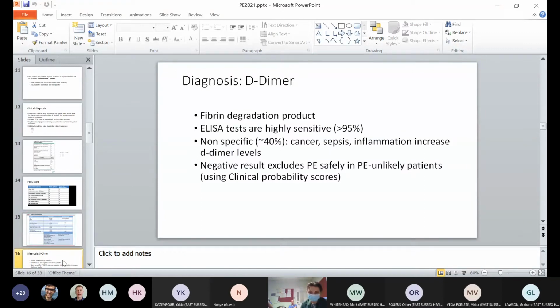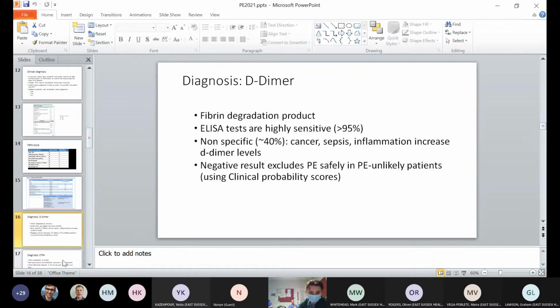It's not very specific; it can be raised in a lot of other conditions. So blindly doing a scan just to reassure on numbers is useless. You have to put the clinical presentation in context. It's very useful when it's negative, as it has high sensitivity. So when it's negative, together with a score and assessment, it gives you reassurance that PE is very unlikely in the acute setting. All right.